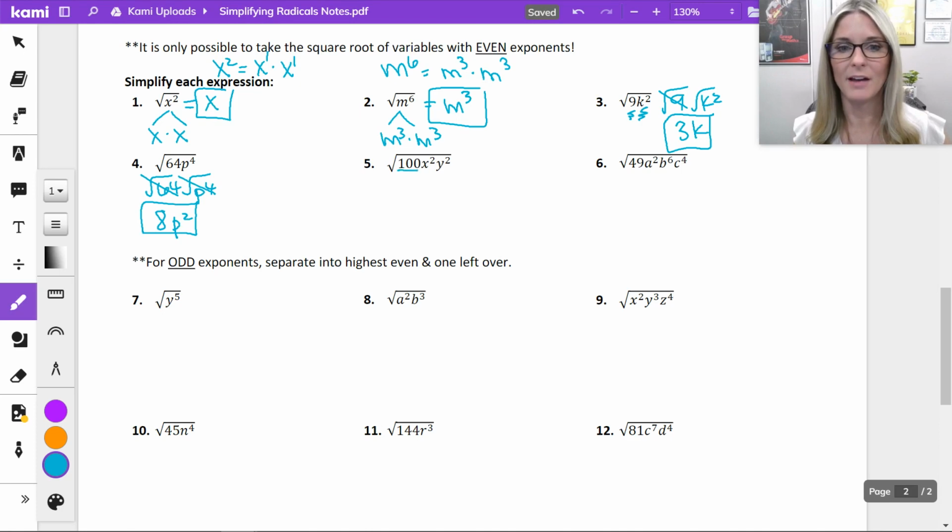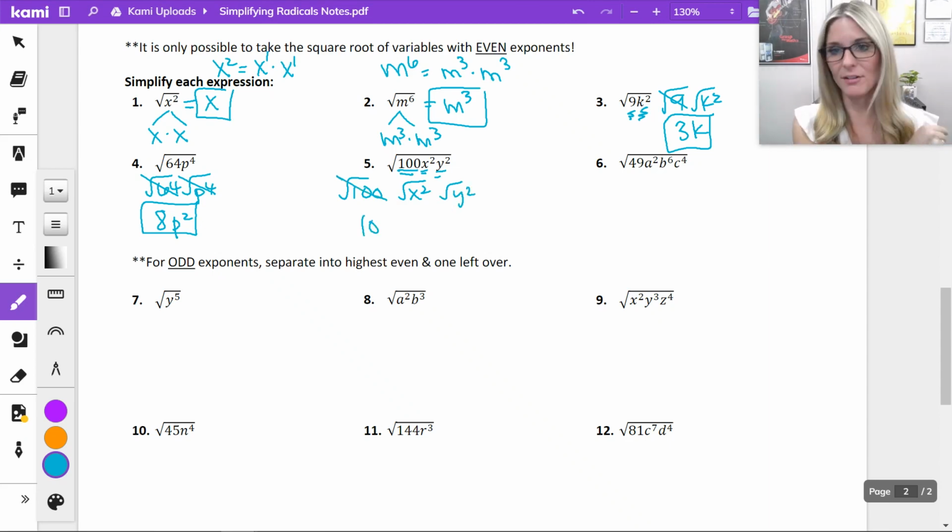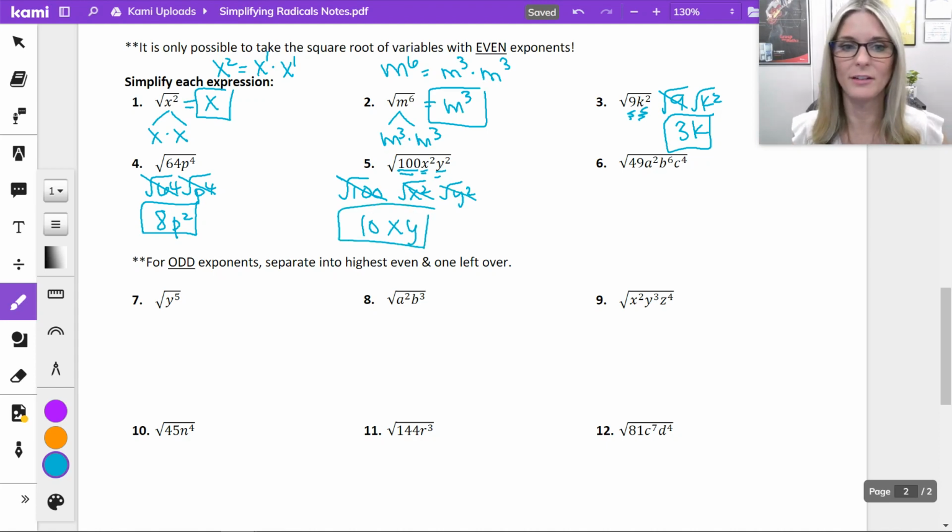Number 5, we have square root of 100, x squared, y squared. There are 3 pieces in this radical. I'm going to write them all separately here. The square root of 100 is 10 out of the radical. Square root of x squared is x out of the radical. And the square root of y squared is y out of the radical. Final answer for number 5, 10xy.